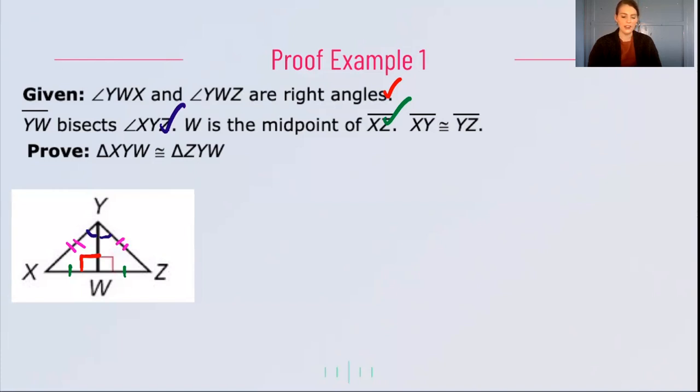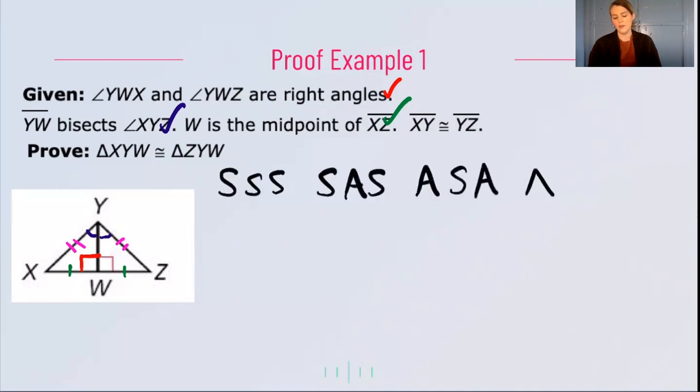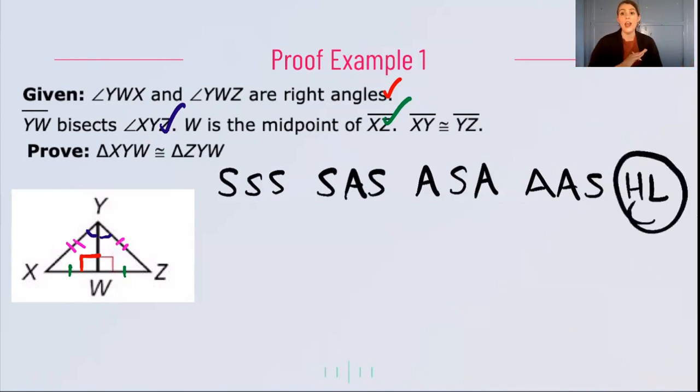Okay, so let's list out all the different ways that we can prove that triangles are congruent. We can use side, side, side; side, angle, side; angle, side, angle; and hypotenuse leg. Looking at this, you can pick from any of these. We actually have enough information to use any of the following in a proof, but I'm going to choose hypotenuse leg just because it is a right triangle.